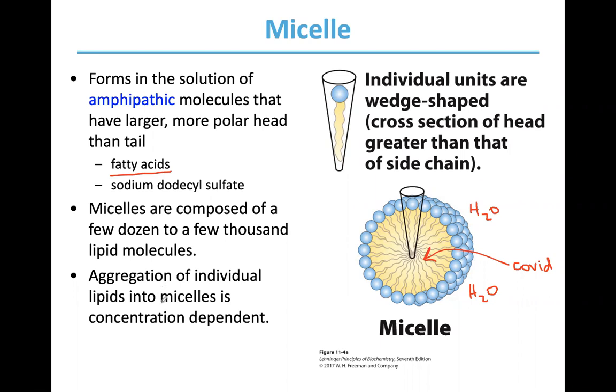And aggregation of individual lipids into micelles is concentration dependent, right? There is something we do not study in this class; it's studied mostly in analytical classes. There is what's known as the critical micelle concentration, CMC, which is the concentration of the lipid at which the micelles spontaneously form. If the concentration is too small, they will not aggregate. The aggregation will occur once a certain concentration limit is reached, and then they will all spontaneously come together and form these micelles.